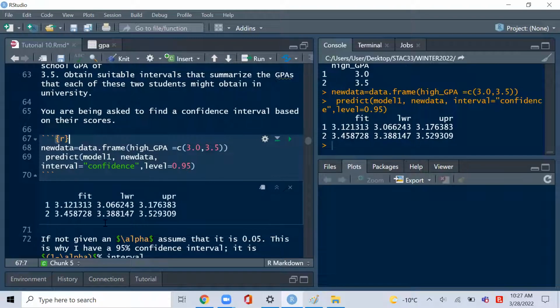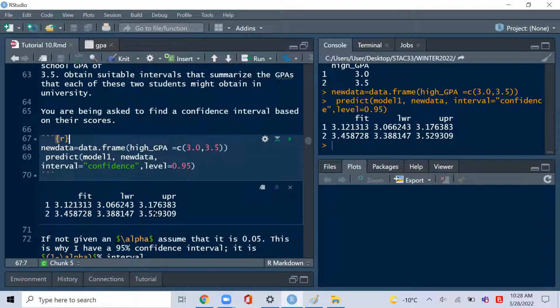You see you get this. Your actual estimate is the fit itself. So it estimated a college GPA of 3.12, with a lower limit of, if you round, 3.07 and an upper limit of 3.18. And then for the other one, because there's a positive trend, we expect that somebody who had a higher score in high school would have a higher score in undergrad. So you can see their estimate is actually 3.56 if you round, with a lower limit of 3.39 and an upper one of 3.52. So we expect this to be, in some sense, making sense.